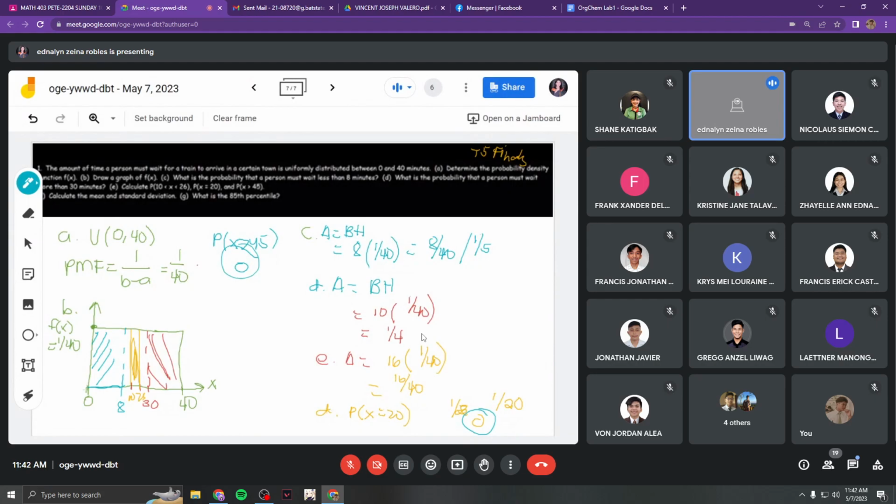And let us calculate the mean and the standard deviation. So mean is equals to the average, a plus b all over 2, which is 20. And the standard deviation is equal to 40 over the square root of 12. It is equal to 11.547.